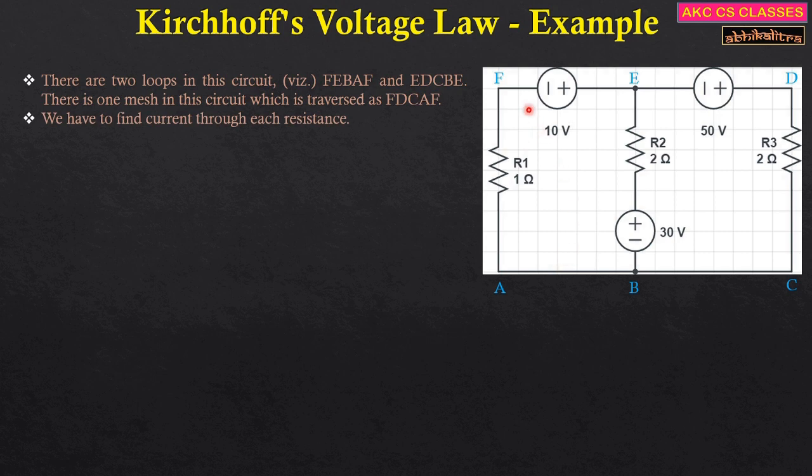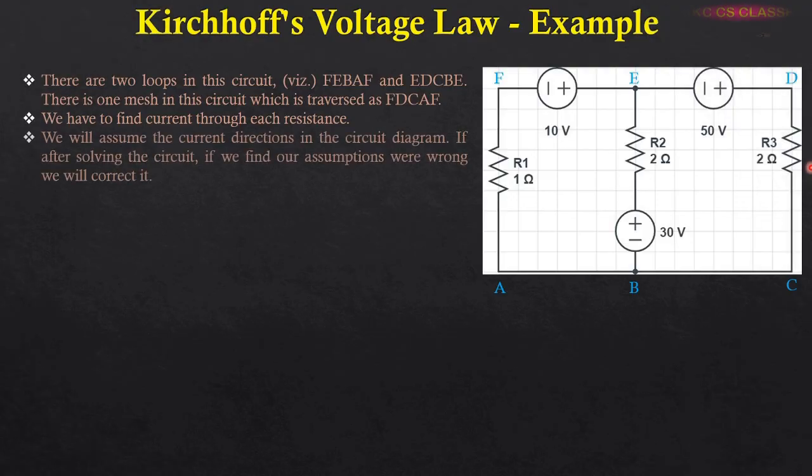So now we have to find the current through each resistance. So this is the question. We have to find the current in each resistance. For that, we have to assume some current directions, right? So we'll assume some current direction in the circuit diagram. What will be the assumptions?